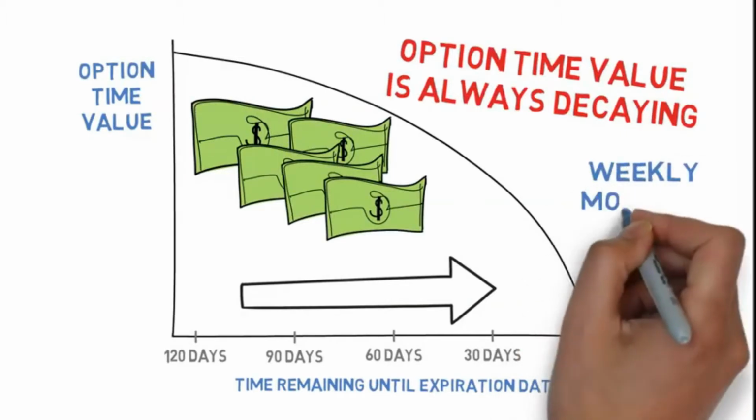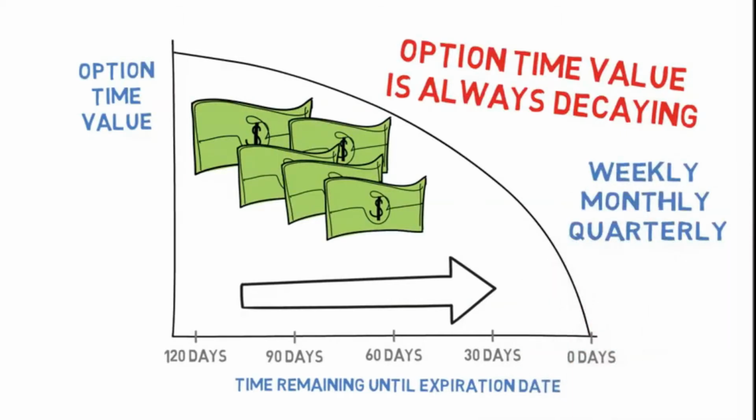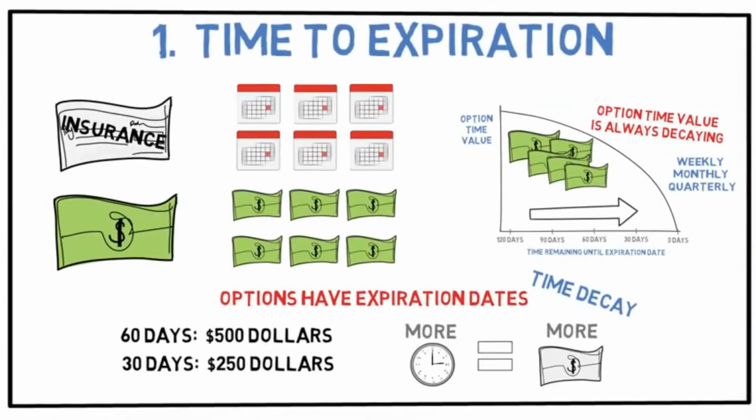Most stocks have options with weekly, monthly, and quarterly expirations, and you can choose whatever expiration you want to trade in. In some of my other videos, I talk about the best expiration that provides the lowest risk and the highest returns, so be sure to check those out.